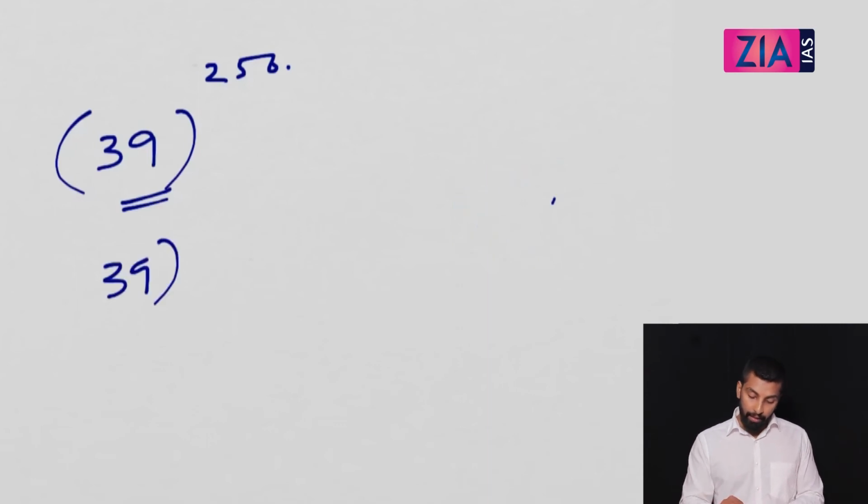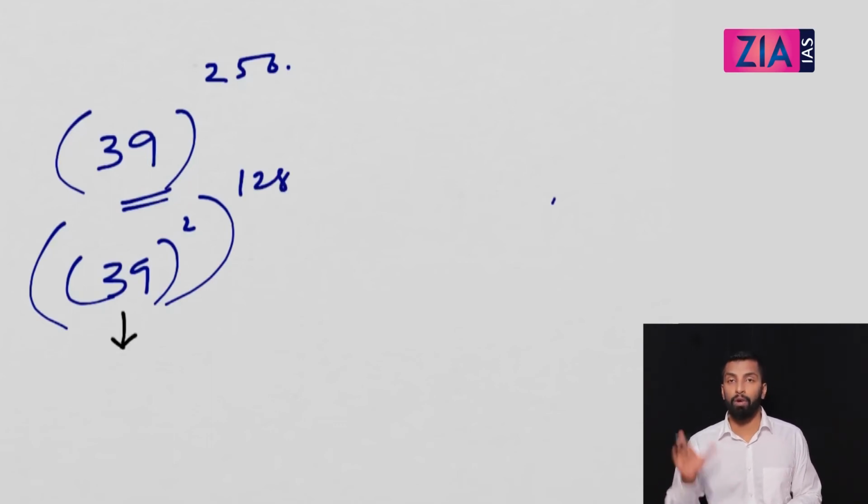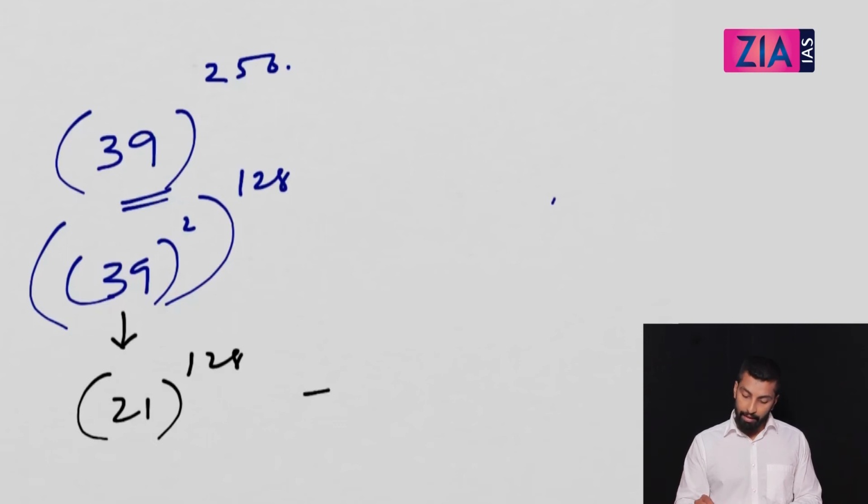So you write it as 39 square raised to 128. Now this is easy, right? 39 square, we just need the last two digits. We don't want 39 square completely. 39 square last two digits will be equal to 11 square. That means 21 raised to 128. You can get the answer. Last digit will be 1, previous will be 2 into 8, 6.